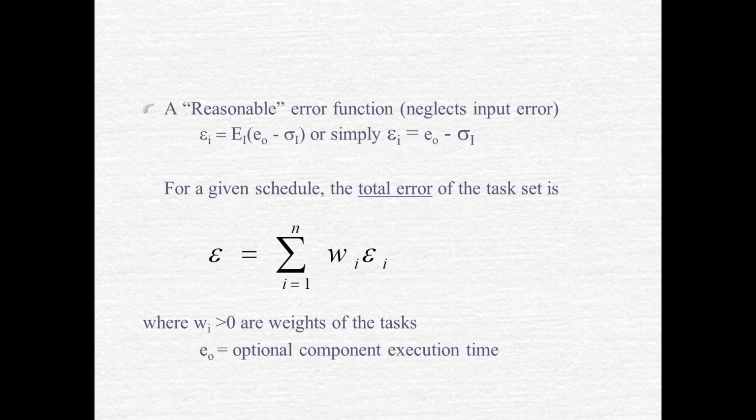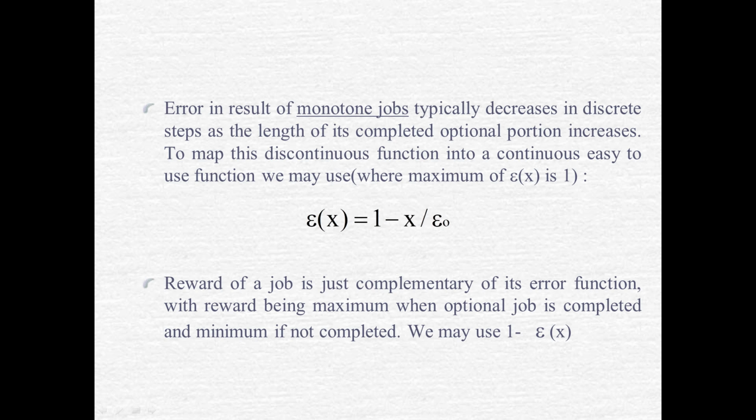For a given schedule, the total error of the task set is computed using weights. Eta is equivalent to the summation from i equals 1 to n of W_i times epsilon_i, where W_i greater than 0 are the weights of the tasks. E0 is the optional component execution time. Error in the result of monotone jobs typically decreases in discrete steps. So this is the formula for this.